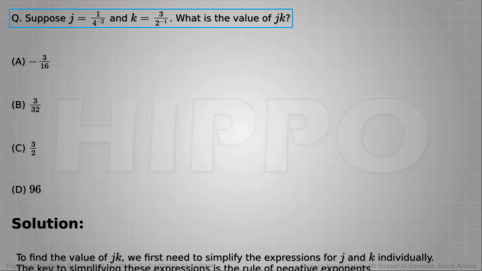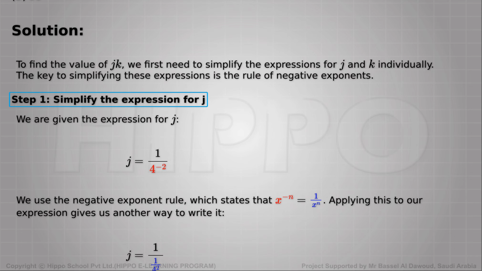Today, we're looking at an algebra problem from the SAT that deals with negative exponents. We are given two variables, j and k, defined with these tricky-looking fractions. Our job is to first find the simple numerical value for both j and k, and then multiply them together to get the final answer for jk. Let's break it down. All right, let's start with j.